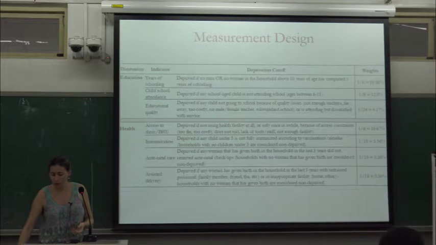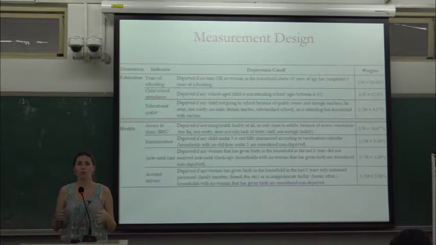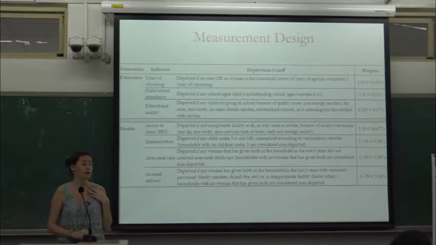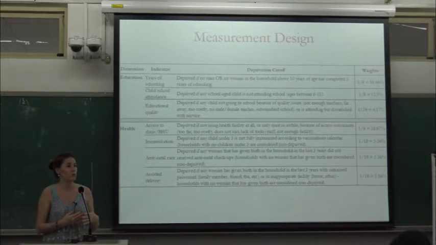Now, going back to the weights, all 3 dimensions are weighted equally, so each dimension receives 1/3 of the weight. But as you can see in the last column of the table, not all indicators are weighted equally. And this has to do with something that I was mentioning before for the case of Colombia.